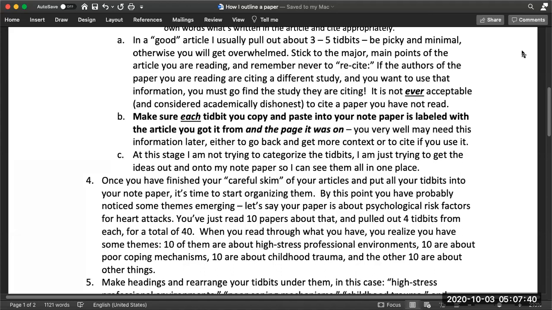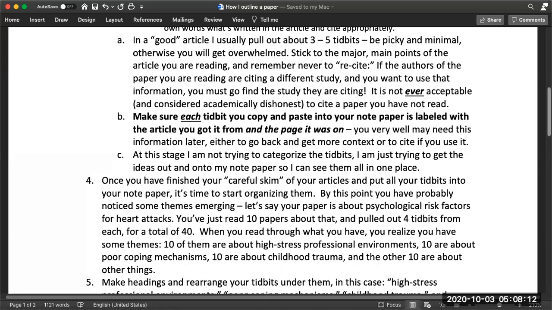is start realizing that there are going to be some themes popping out. So, just for the sake of argument, let's say that your paper is about psychological risk factors for heart attacks. You've just read 10 papers about that, pulled out 4 tidbits from each. Now you have 40 tidbits. You realize that 10 of them are about high stress professional environments, 10 of them are about poor coping mechanisms, 10 of them are about childhood trauma, and the other 10 are about other stuff.